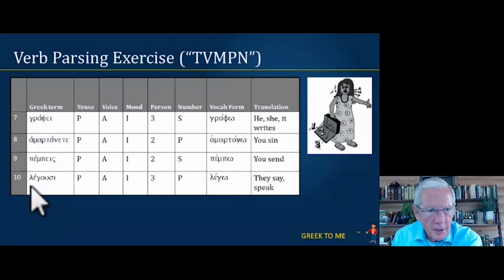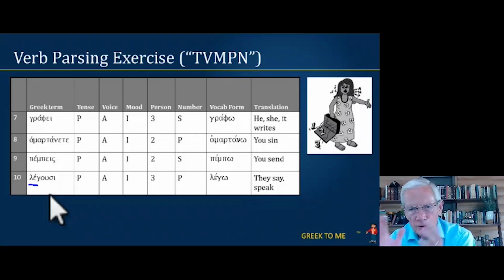Now, just by way of final reminder, when you are working with the verbs, it's always important to note the root of the verb. For legousi, the root is leg.